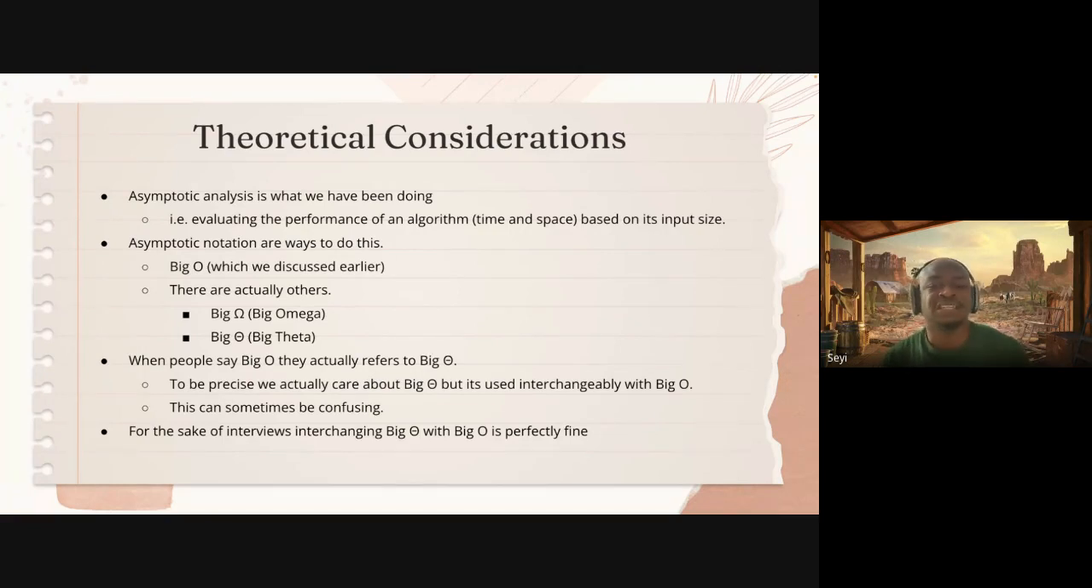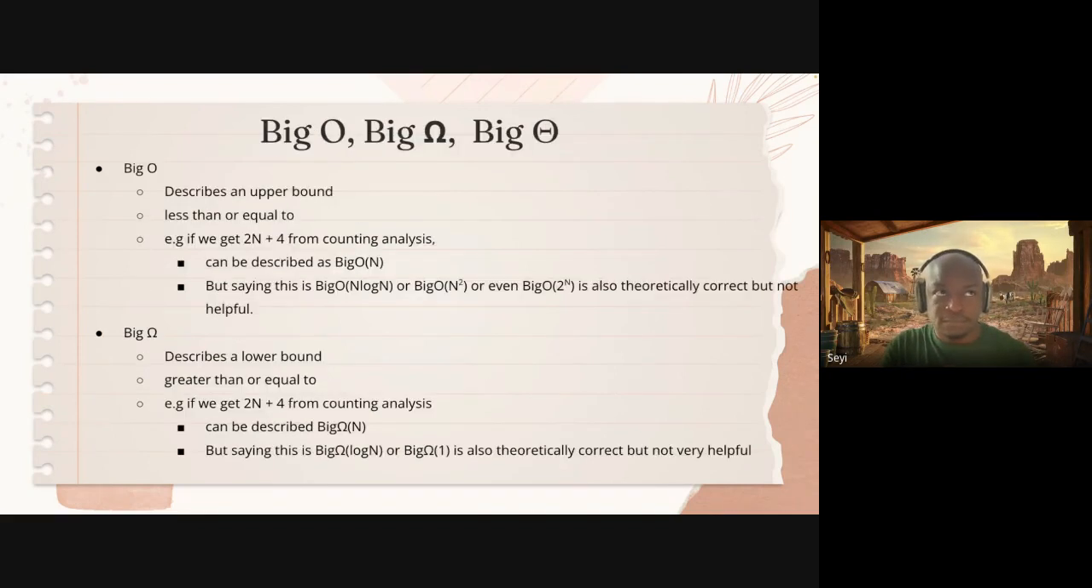But because it's used interchangeably with big O, you can just use big O for interviews and it's perfectly fine. People know that in an interview, if you say big O, what you actually mean is big theta, if you really want to be precise. I'm saying this because when you read textbooks or do deeper study, you're going to encounter these things, and it can be quite confusing if you are not familiar with it.